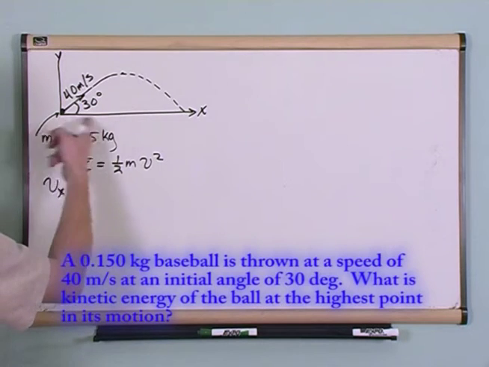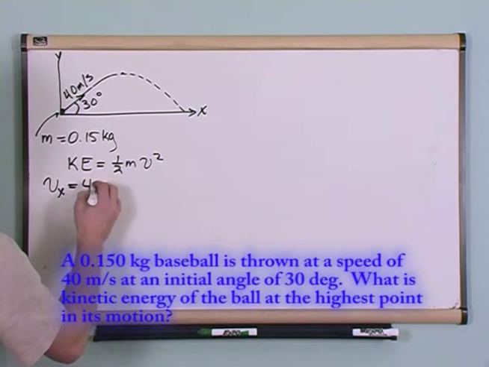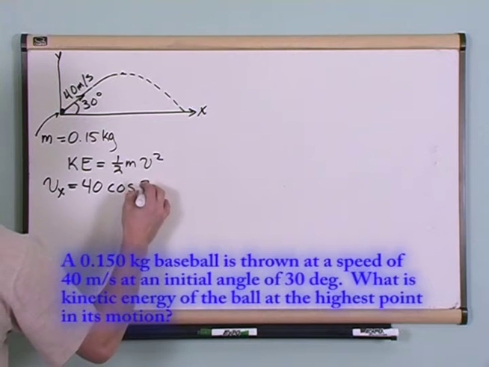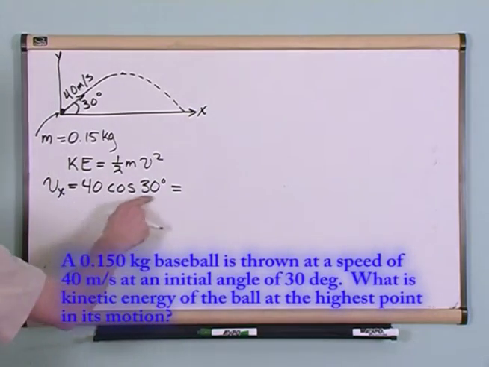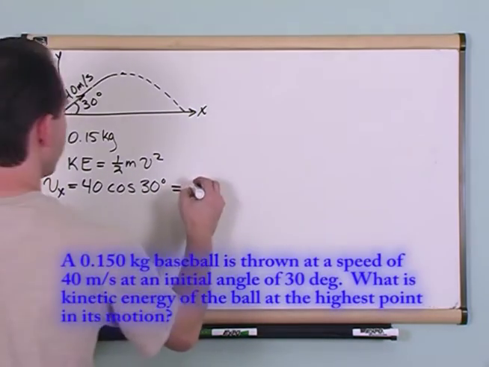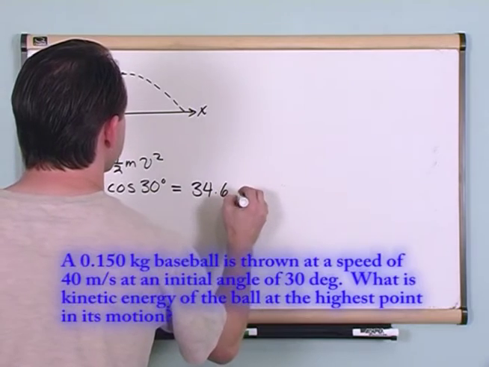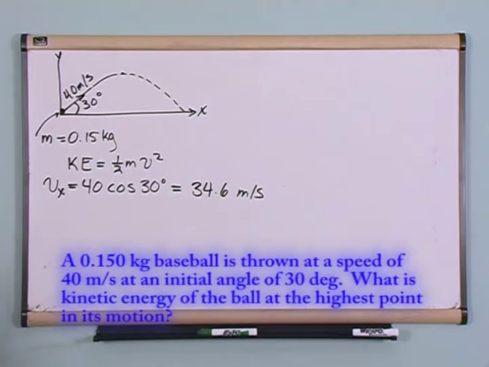You have to use the cosine to get the x component. So it's going to be 40 times the cosine of 30 degrees, okay? That's going to be the x component of the velocity. And then if you put this in a calculator, cosine 30 times 40, you're going to get 34.6 meters per second.